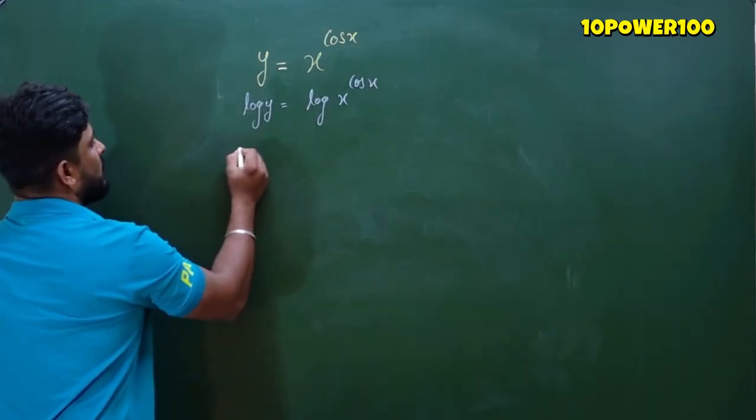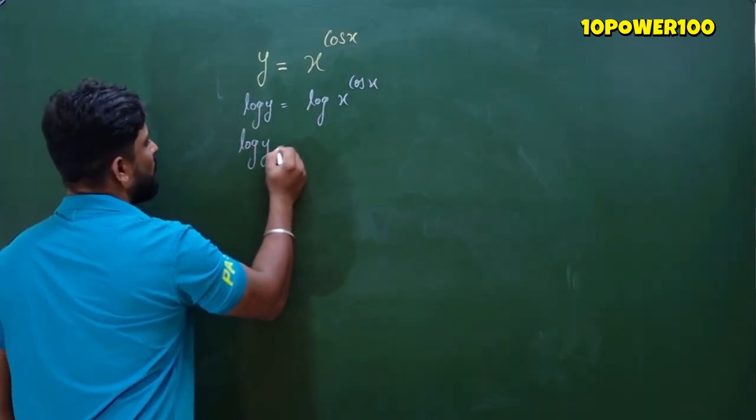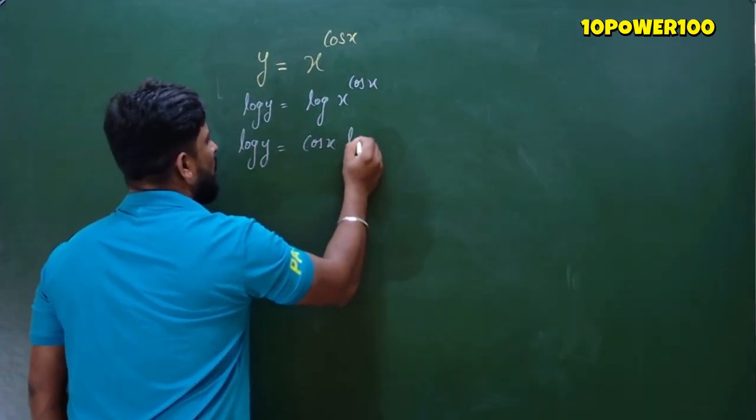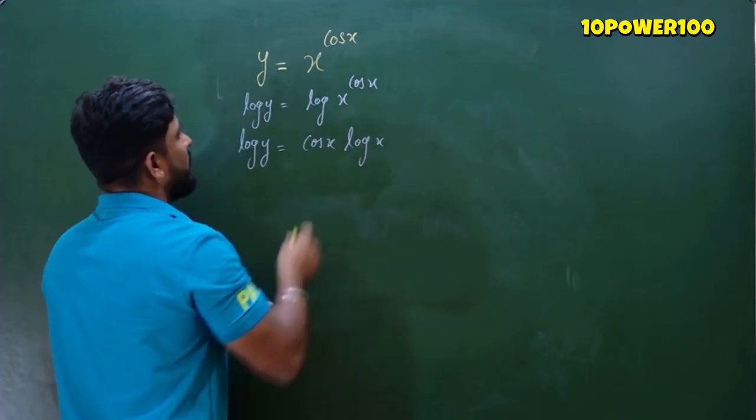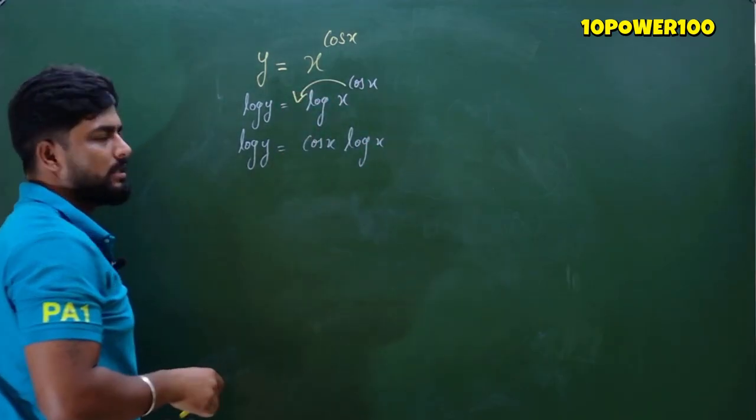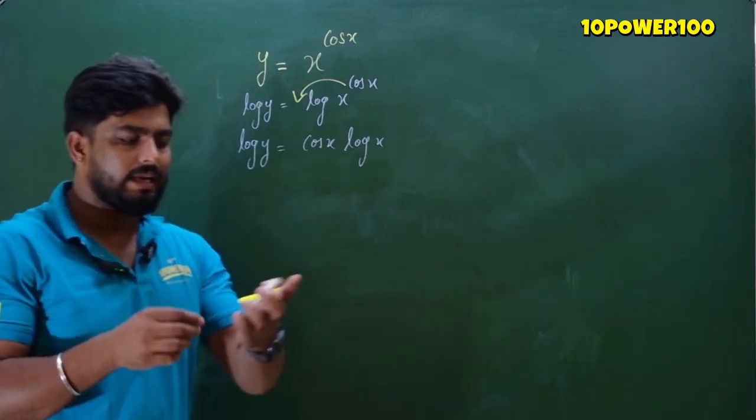Okay, so this becomes log y is equal to cos x into log x, cos x into log x. So this cos x comes here. Okay, cos x into log x. So now it is simplified. Then it's very easy.